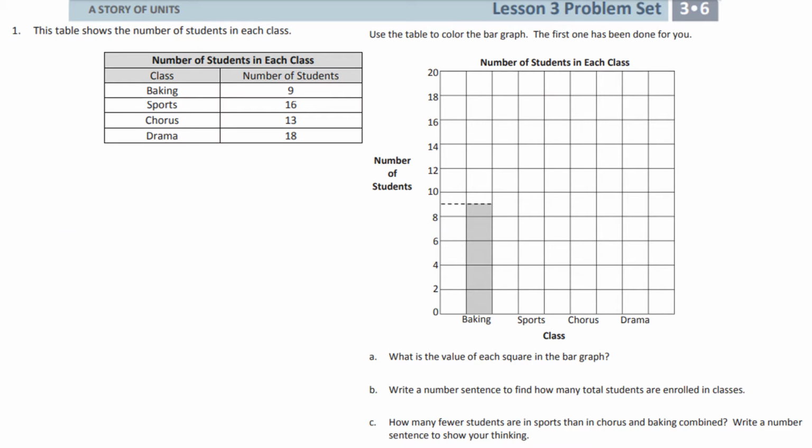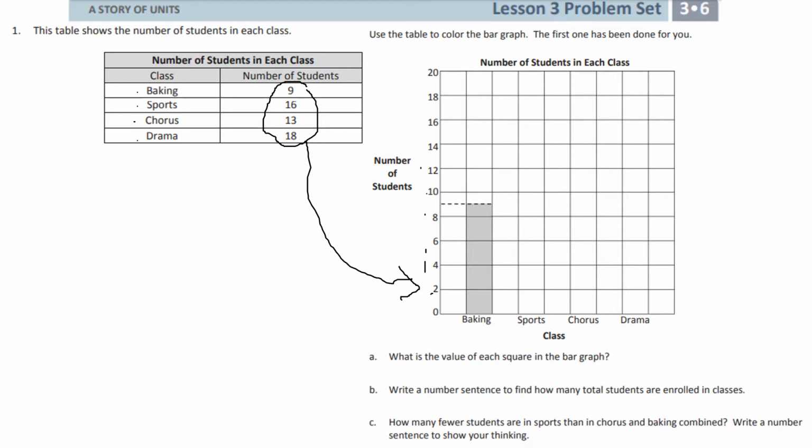So for this problem, it says this table shows the number of students in each class. And we have baking, sports, chorus, and drama. Then we're going to be using this data and graphing it over here. You can see baking has been done for you. There's 9, and if you look, these are going by 2. So it's 2, 4, 6, 8, 10, 12, and so on.